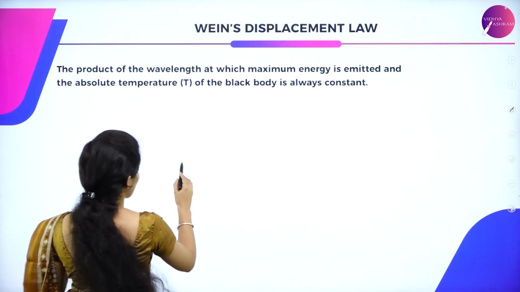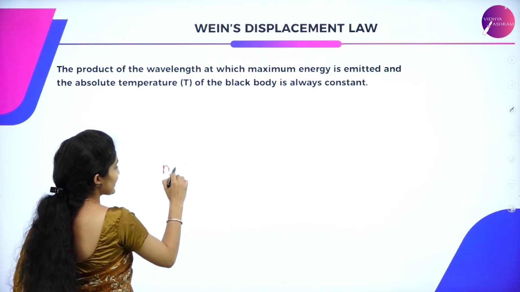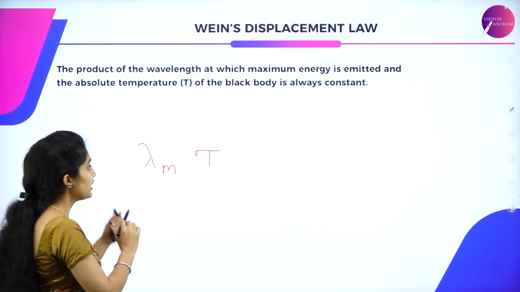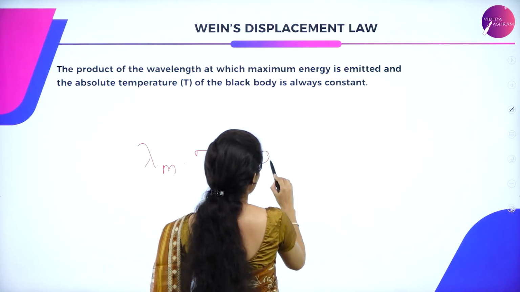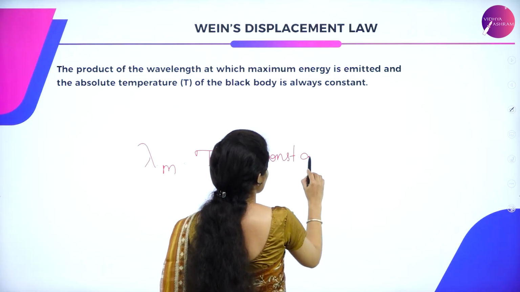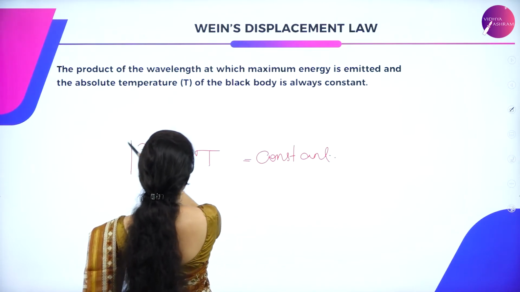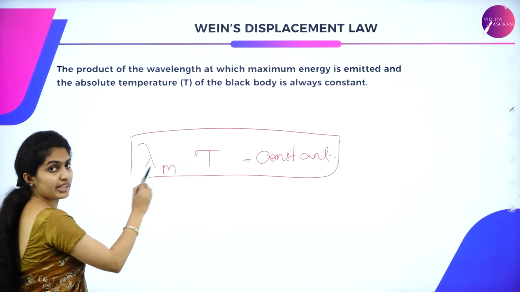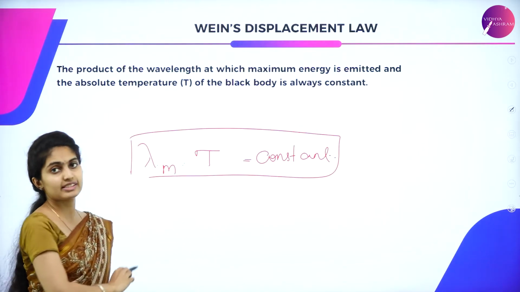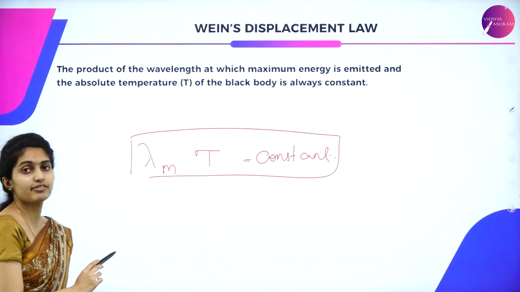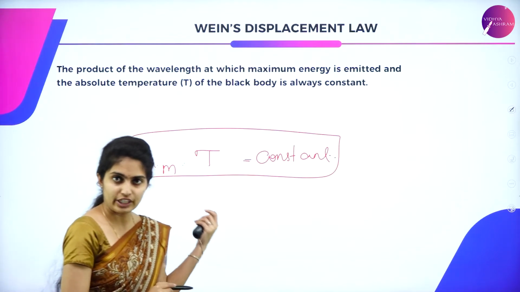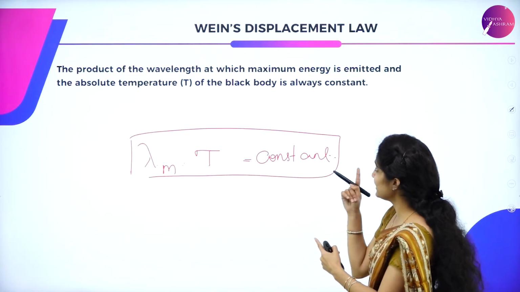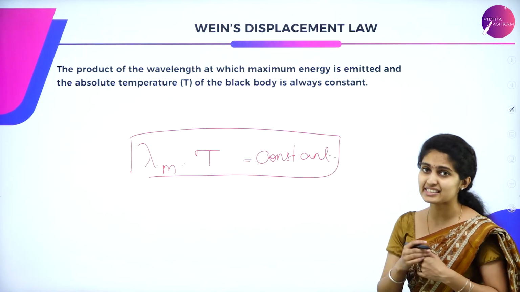That is, it is a product of maximum wavelength to the absolute temperature, which is always said to be a constant. So what is Wien's displacement? It is nothing but the product of maximum wavelength to the absolute temperature is said to be constant. That is what is given here in this definition. So Wien's displacement law is nothing but the product of the wavelength at which maximum energy is emitted.